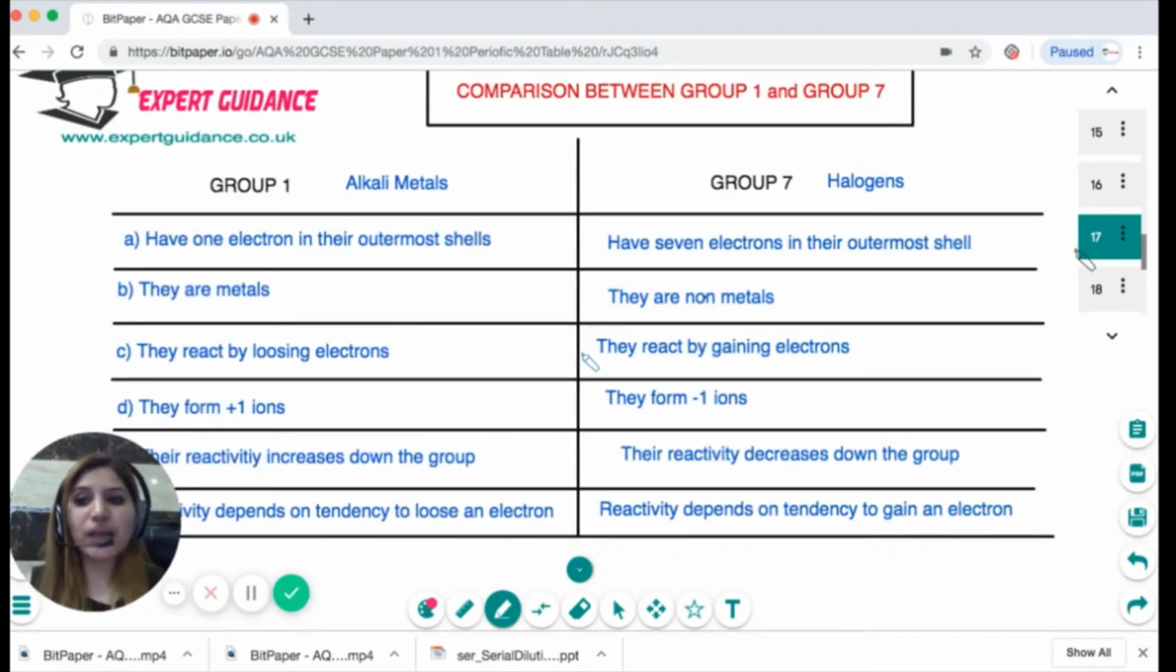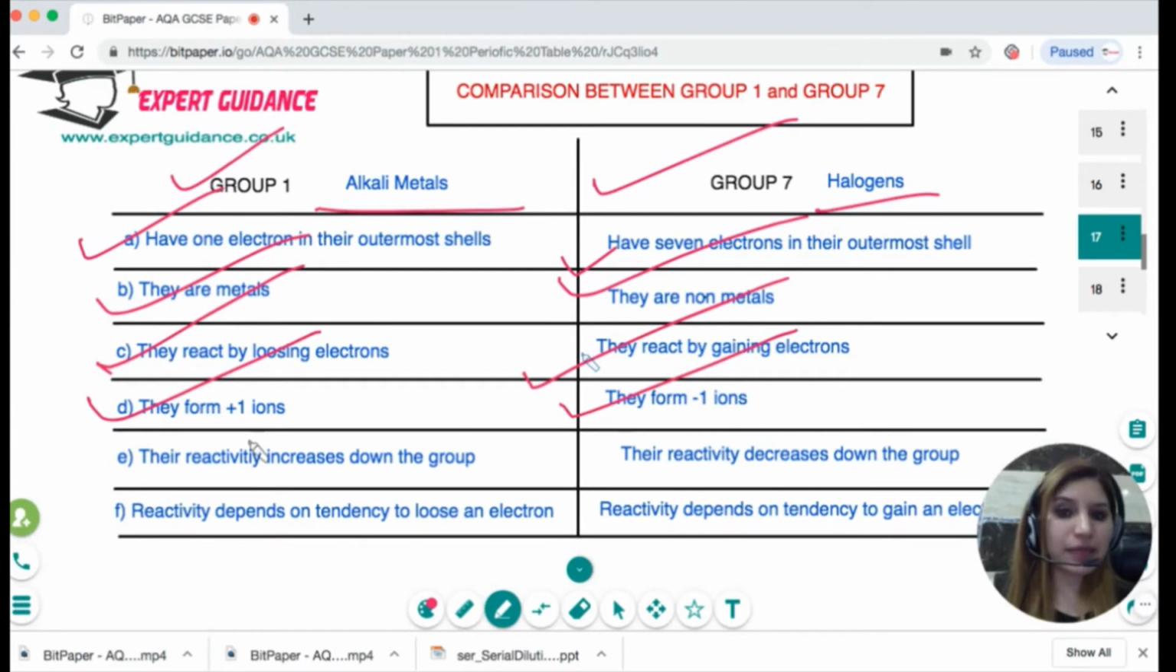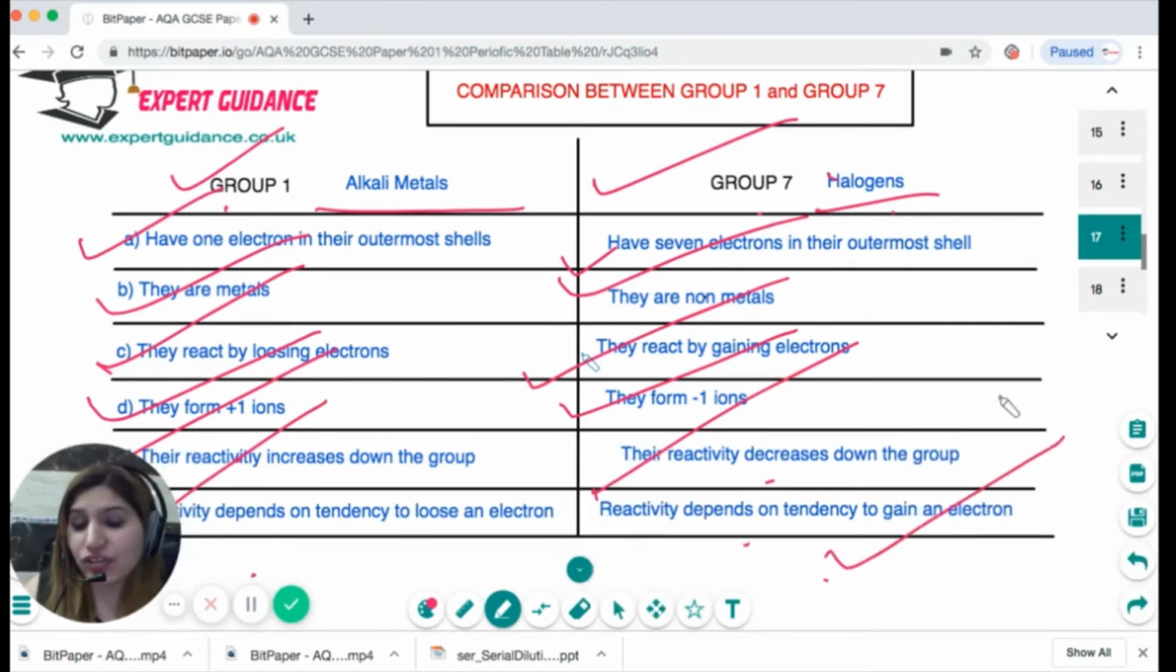Okay, so to summarize, we talked about group 1 and group 7. These are alkali metals, these are halogens. They have 1 electron in the outermost shell, they have 7 electrons in the outermost shell. They are metals, they are non-metals. They react by losing an electron, they react by gaining an electron. They form a positive 1 ion, they form a negative 1 ion. The alkali metal reactivity increases down the group, and the group 7 halogen reactivity decreases down the group. The group 1 reactivity depends on the tendency to lose an electron, and group 7 halogen reactivity depends on gaining an electron. Therefore, reactivity of group 7 decreases down the group, but for group 1, it increases down the group.